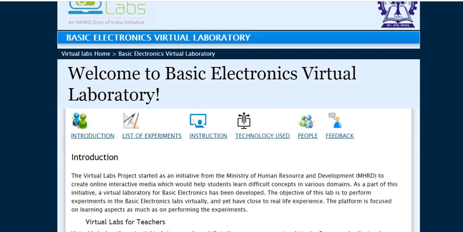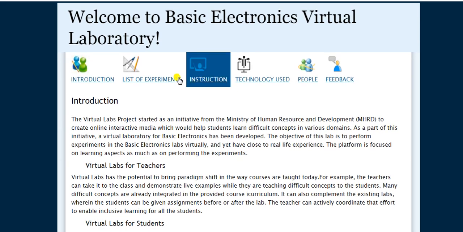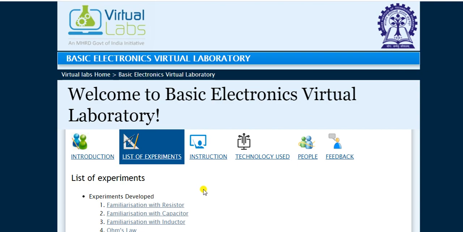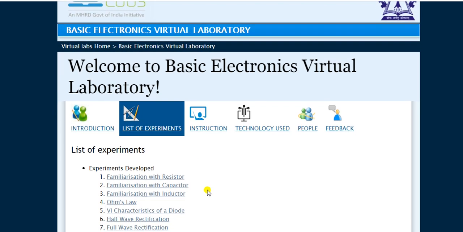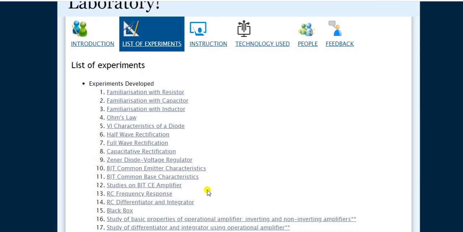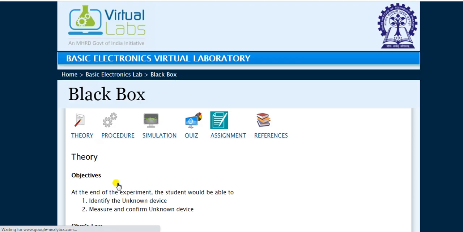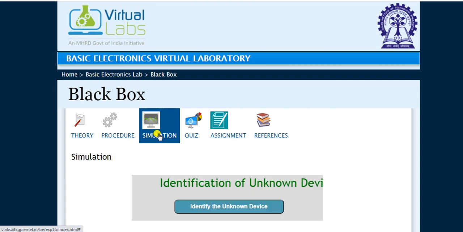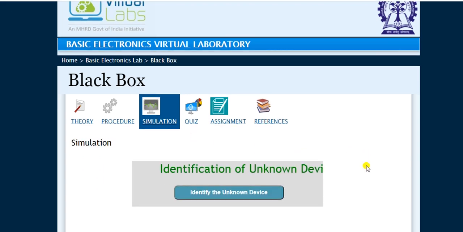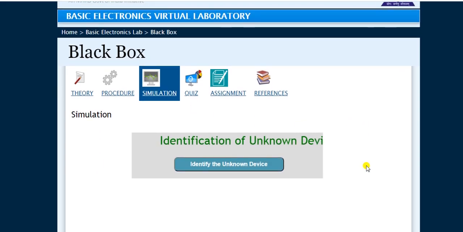In today's session, we will discuss the practical black box. It is a very interesting practical. So just go to list of experiments and click on black box. So in this practical, first go to simulation. Practical is the identification of the unknown device.